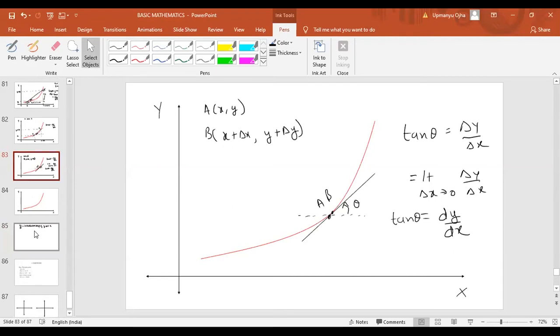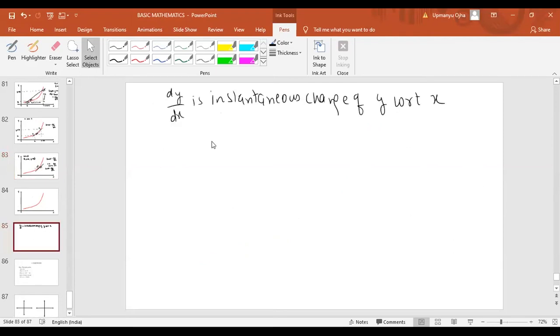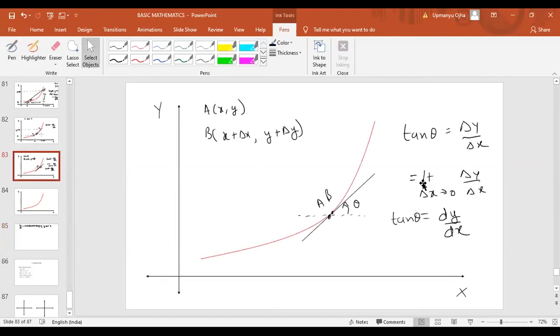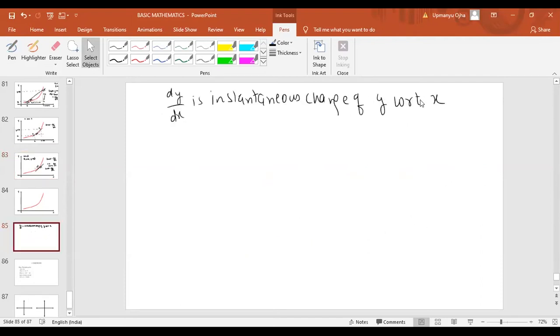Now I'll give you a very good example, and now you will understand better. I think you understood what is derivative. Derivative is basically that if A and B are very, very close to each other, then if we draw the straight line, it becomes tangent to the curve. The slope of that tangent is known as dy by dx. Dy by dx is also known as the instantaneous rate of change of y with respect to x, or the derivative of y with respect to x.